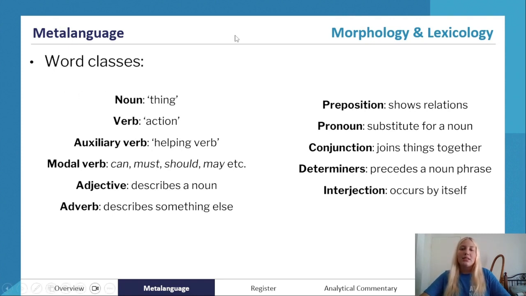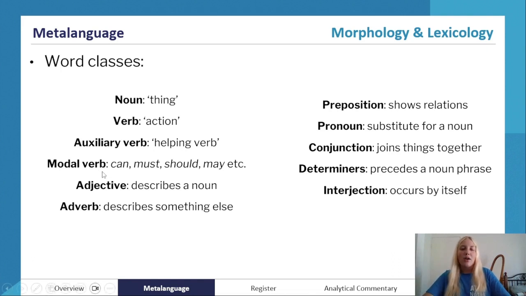Obviously, word classes apply to lexicology. You're expected to know word classes as part of this subject. I recommend creating those short, really easy definitions for everything that you're not super familiar with. We know a noun is a thing, a verb is an action. Auxiliary verbs are basically helping verbs that go along with the verb, next to the verb.